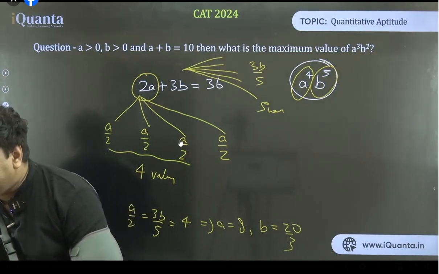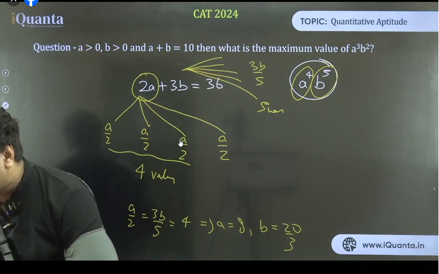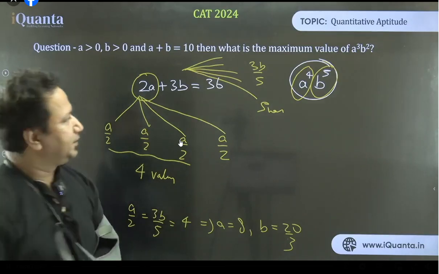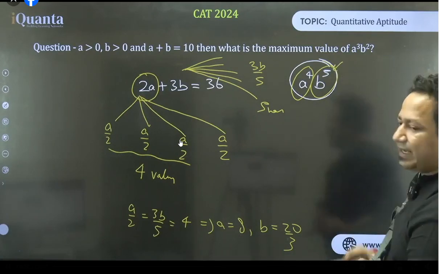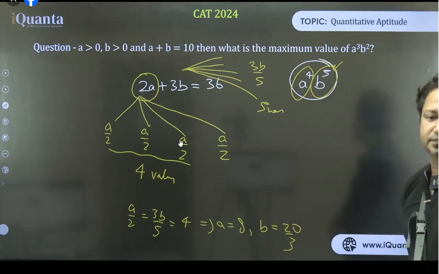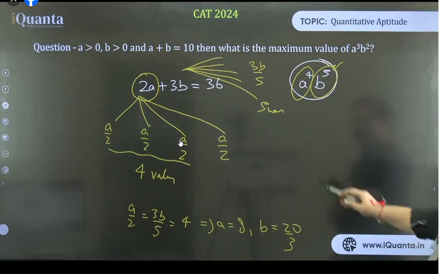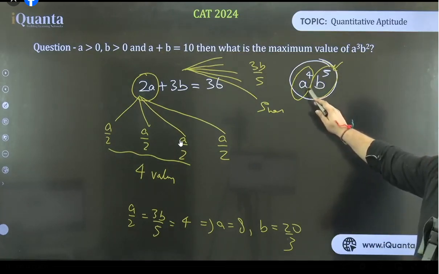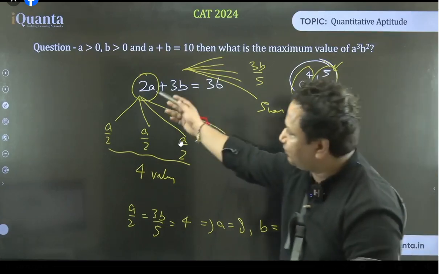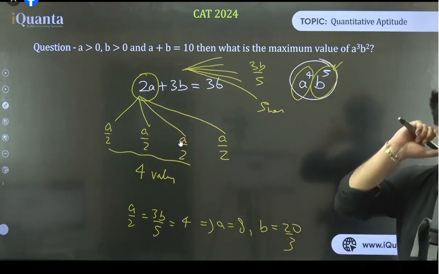Akanksha, I divided 3b into 5 different pieces. Because the power of b was 5, I needed 5 different b's. And how did 4 come? Where did 4 come from? I made this question, the power of a was 4. So I divided 2a into 4 equal parts, so a by 2 each. Got it everyone?